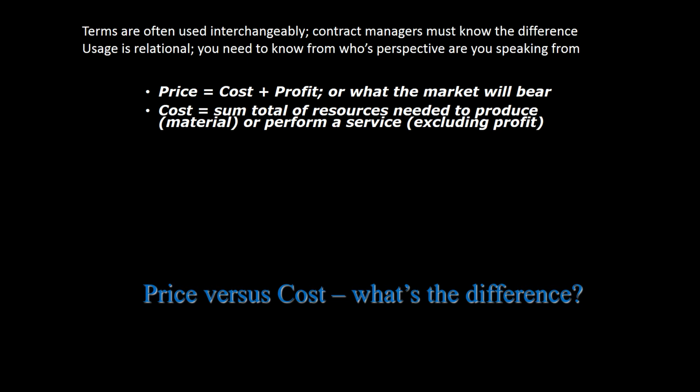Now let's talk about cost. The term cost is the sum total of resources needed to produce or perform a service, excluding profit. Using the terminology we learned earlier, cost is defined as the expenses a contractor or seller will incur in performing the work. Now we've reintroduced a third term, profit, which we learned earlier as the difference between revenues and expenses. This definition aligns since expenses are essentially costs to the entity that is expending them.